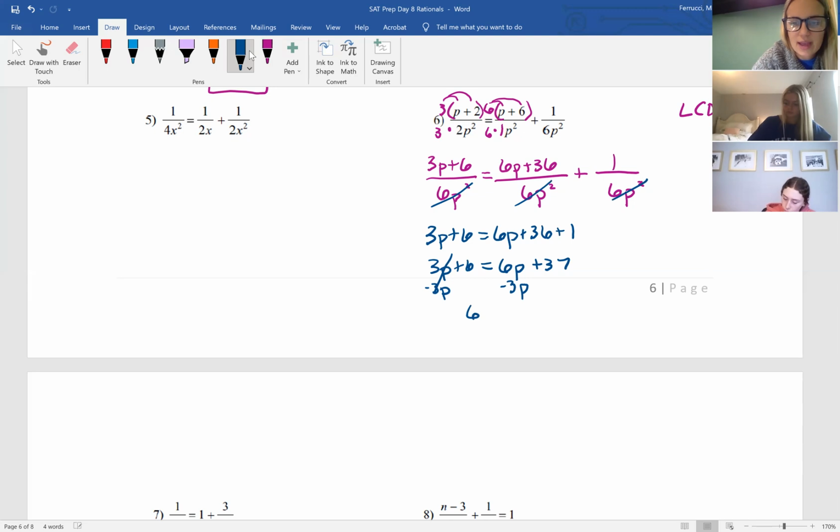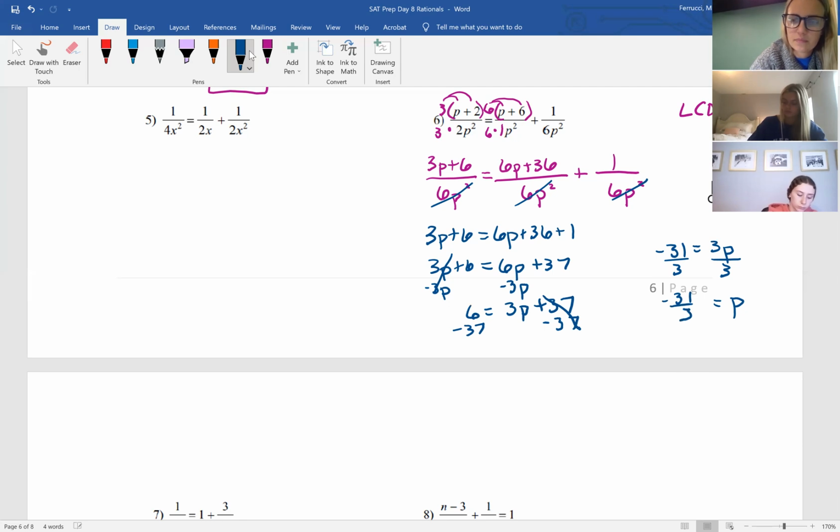I would subtract 3p from each side to give me 6 equals 3p plus 37. And then you can subtract 37 to get negative 31 equals 3p. So then p would end up being negative 31 over 3.